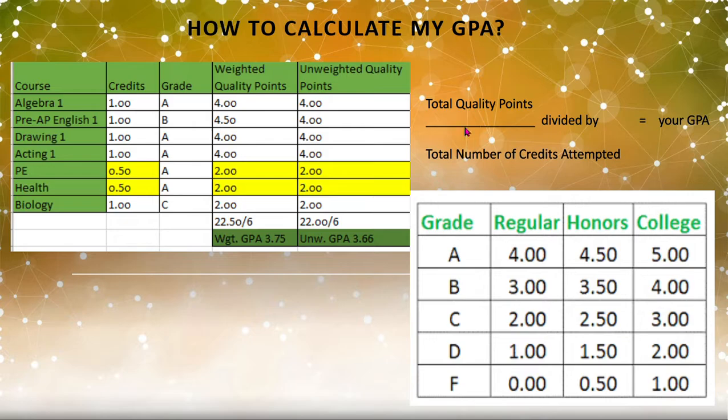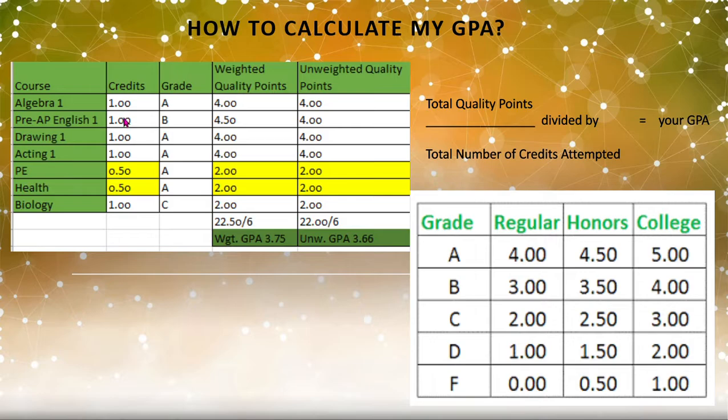Basically, you're going to take your total quality points and divide by the total number of credits that you've attempted, and you're going to get your GPA. So over here we have a sample freshman. This could be a typical freshman schedule. The student took Algebra 1, pre-AP English, drawing, acting, their PE and health, and their biology.